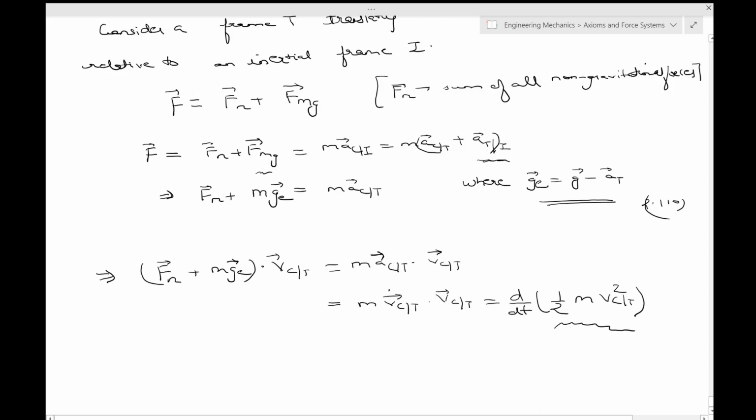Now this particular term should be easily identifiable. That is the kinetic energy in terms of the center of mass. So this implies that T dot C in the T frame is equal to W dot star in the T frame, or T dot CT plus V dot star T equal to W dot star NC T. So we have broken down into conservative and non-conservative. The conservative one is equal to minus of V dot star.